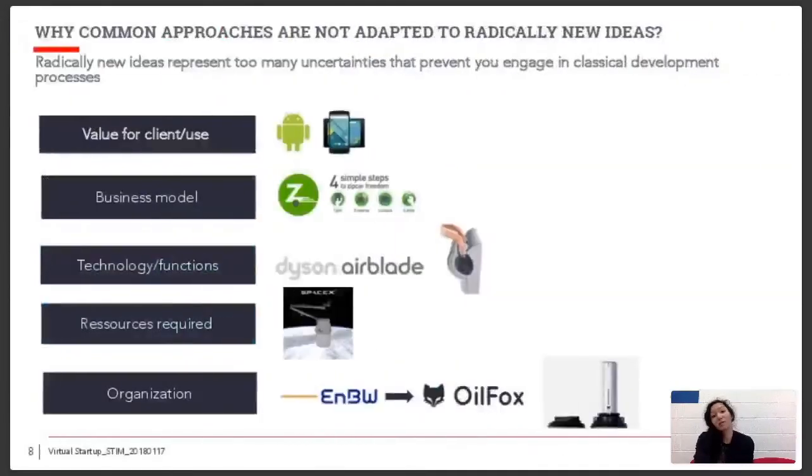But when we look at the radical products from once they are developed, basically we see the value, we see the business in the new business models that appear. We see the new technologies that are developed, the resources and organizations that were used to explore these ideas. But ex ante, it's really hard.